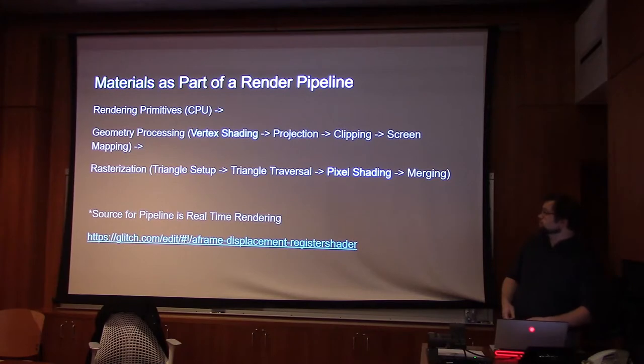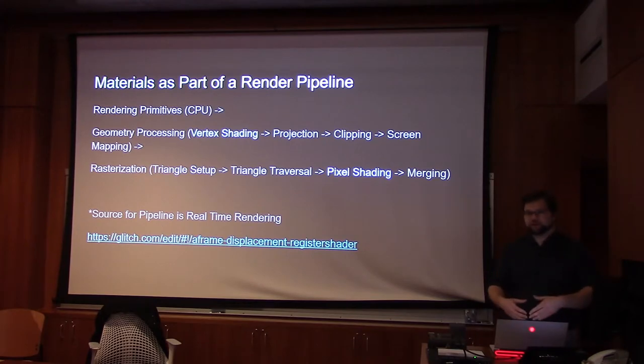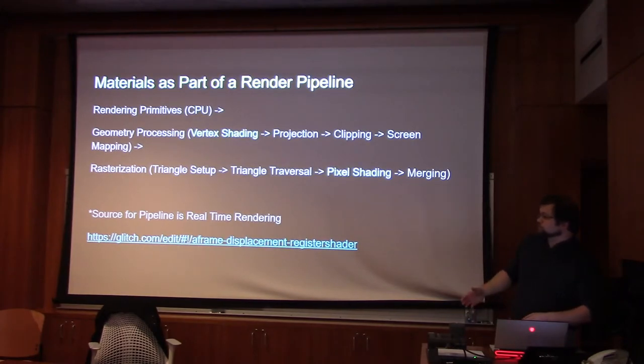From there, you're going to go through various stages to prepare that geometry for the screen. This goes into projection, clipping, and screen mapping. Essentially, all of those things are oriented around taking that mesh, making sure that it's actually going to be drawn on your screen, and preparing it for that process. From there, we actually start drawing the colors to the screen. That's the rasterization process. We go through triangle setup, which finishes all the work from geometry processing.